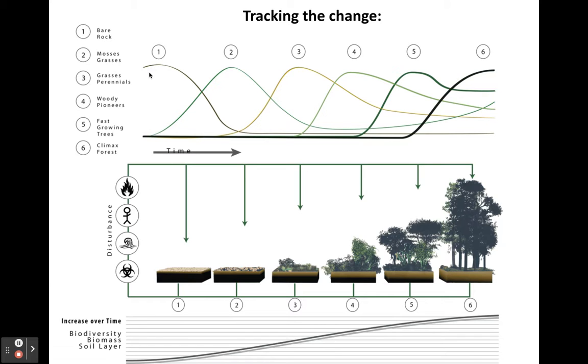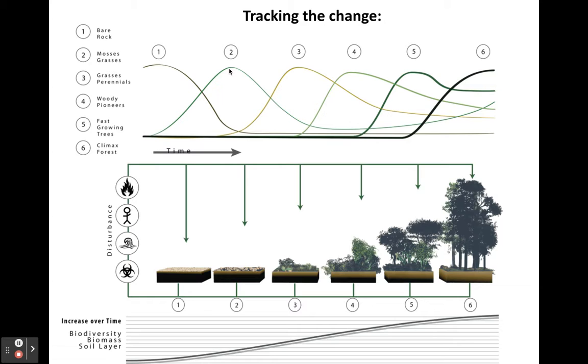Now, what I like is this top part. What we can see is that initially bare rock dominates, right? But as we start to have grasses and mosses enter and grow, they start covering up that bare rock. And so the amount of bare rock is decreasing, all right? And then over time, now we're at number 2, where the grasses and mosses are dominating.